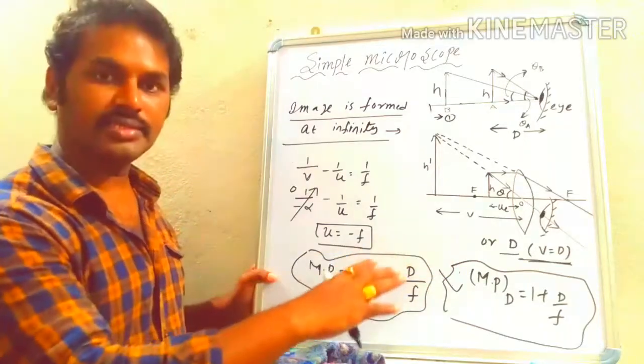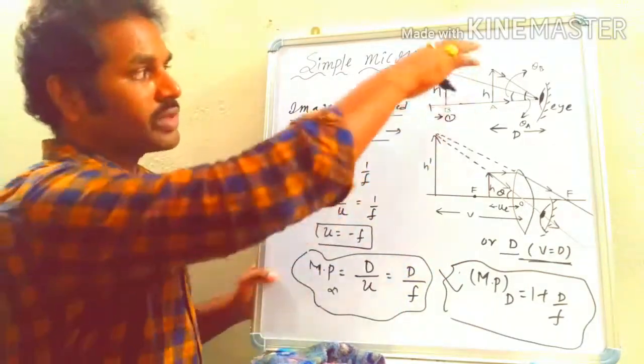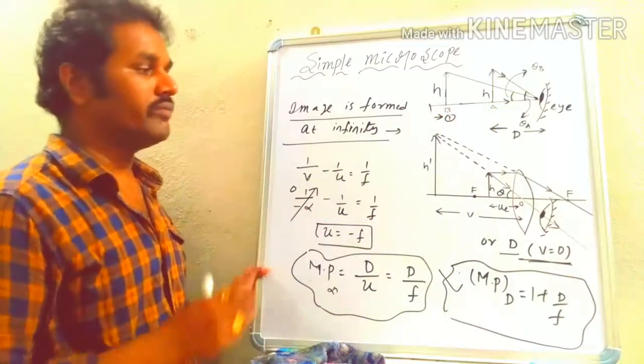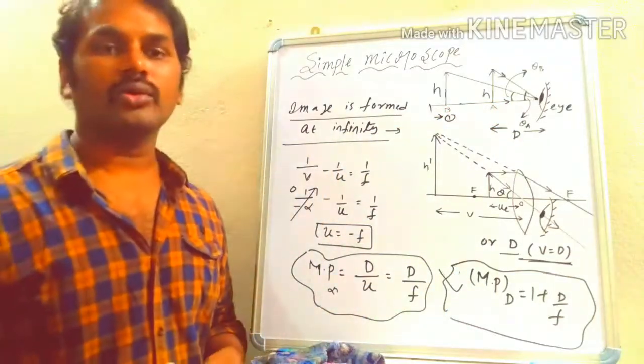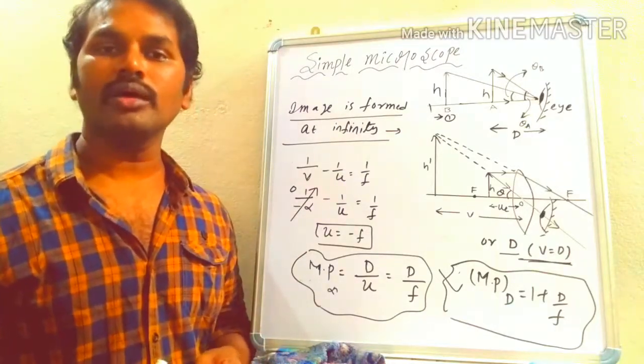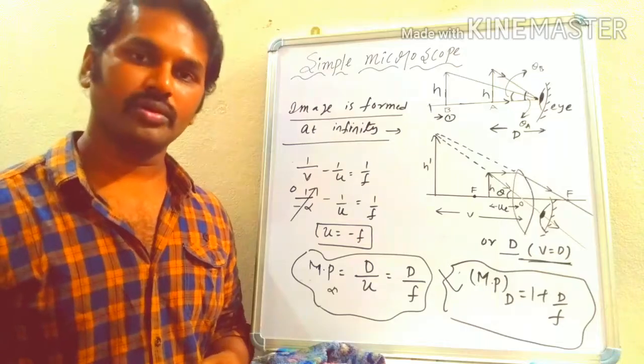But in both cases, compared to the earlier case without an instrument, we got angular magnification with the help of the simple microscope. That's it. In the next section we can see the compound microscope. Thank you.